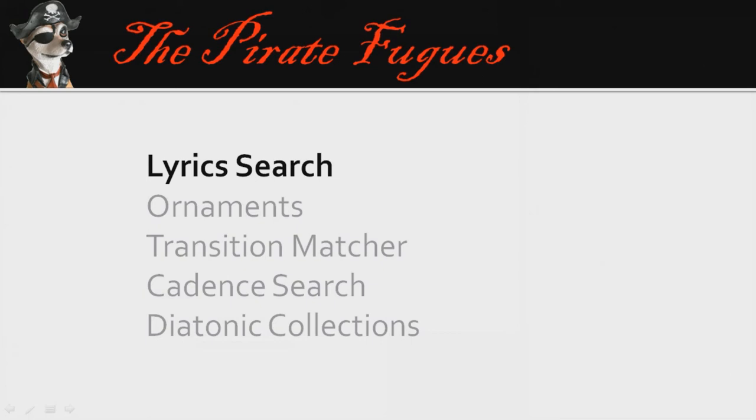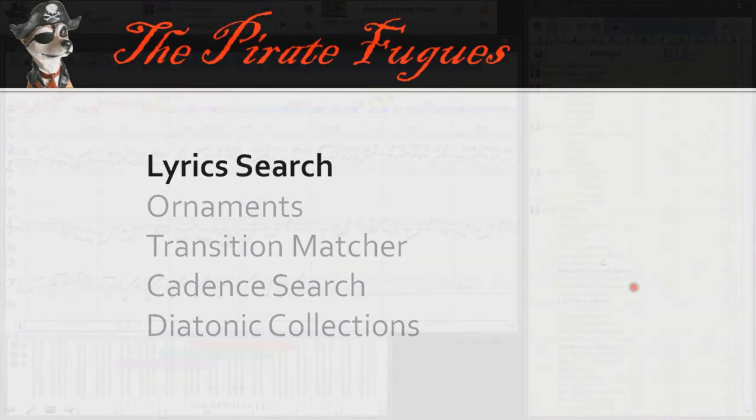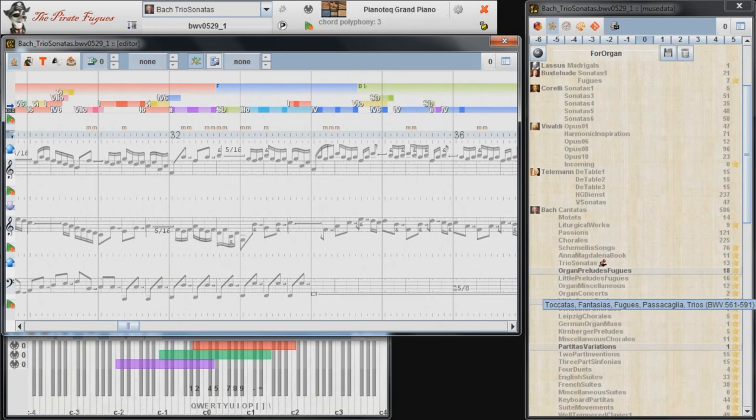In this video, I will demonstrate search features of the Pirate Fugue software. We start with a simple search for a lyric snippet. The underlying database consists of more than 3,000 music scores. To speed up the search, we narrow the selection to the scores that actually have lyrics at all.